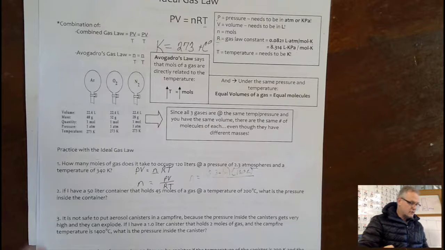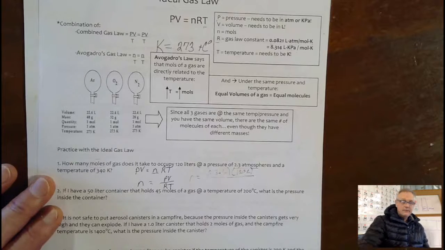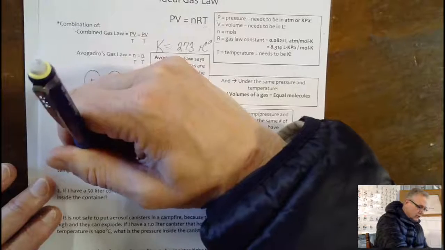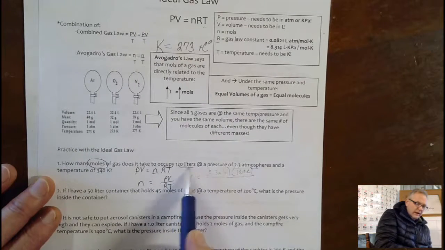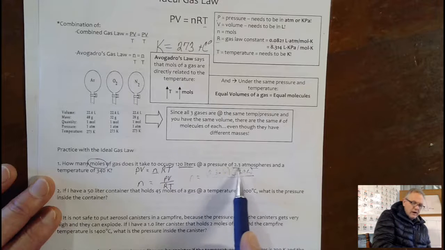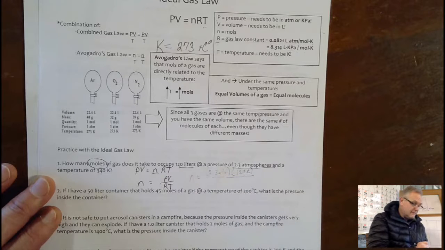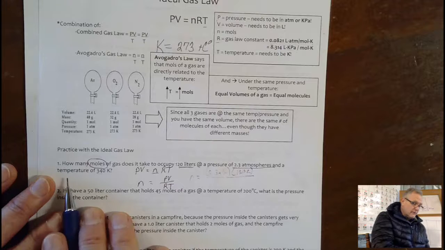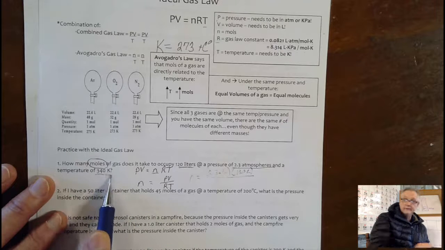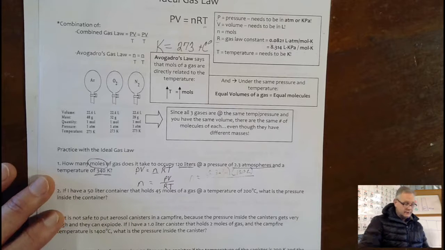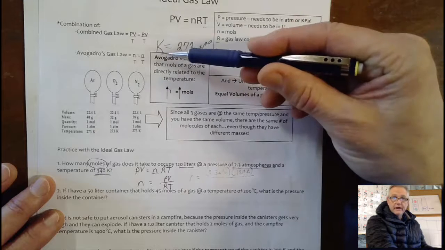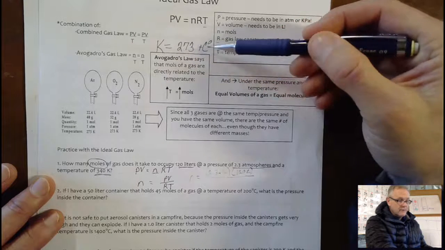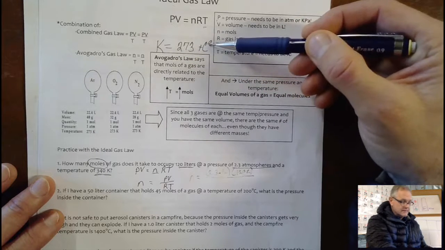I'm going to read the first question. It says, how many moles, so I'm going to circle moles, of gas does it take to occupy 120 liters at a pressure of 2.3 atmospheres and a temperature of 340 Kelvin. It's already in Kelvin, so I'm good to go there. I don't need to do any conversions, but I did write down the formula right here for Kelvin. Kelvin is equal to 273 plus degrees Celsius.